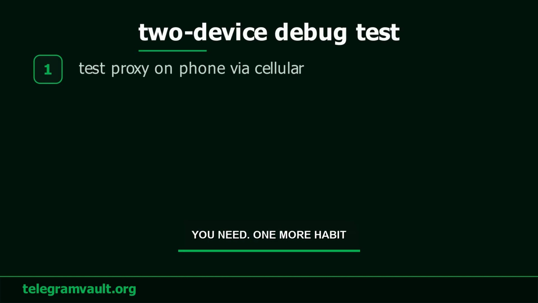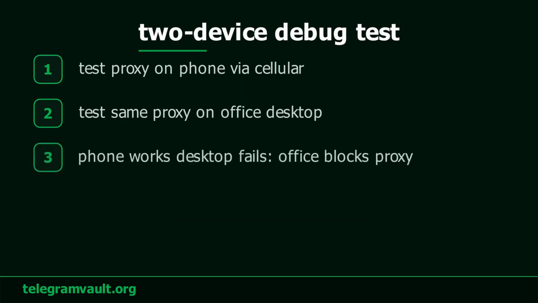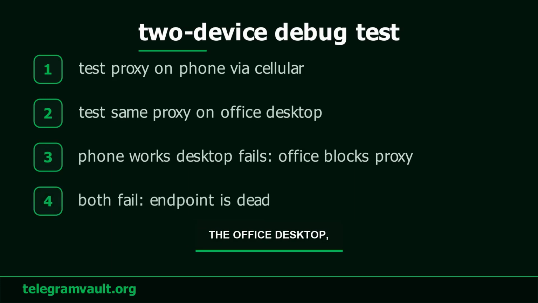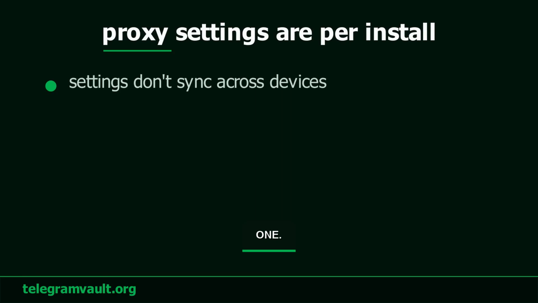For one computer and one account behind a firewall though, the steps here are all you need. One more habit for desktop users behind a corporate network. Before you assume the block is on Telegram specifically, test the same proxy from your phone on cellular data. If the proxy works on your phone but not on the office desktop, the block is your office network filtering Telegram or the proxy port, and the fix is the Fake TLS mtproto approach above. If it fails on both, the proxy itself is dead and you need a fresh one.